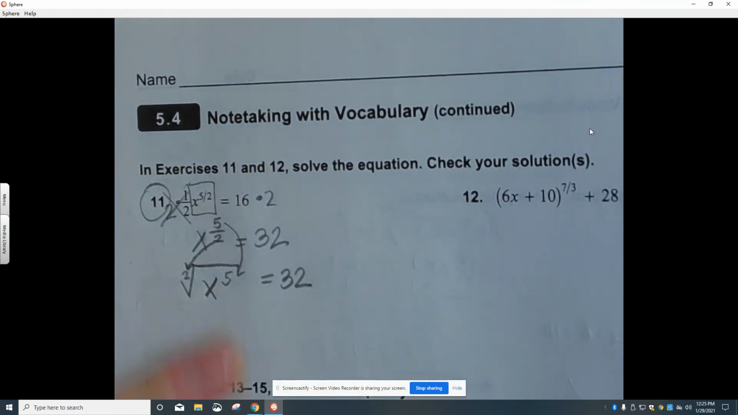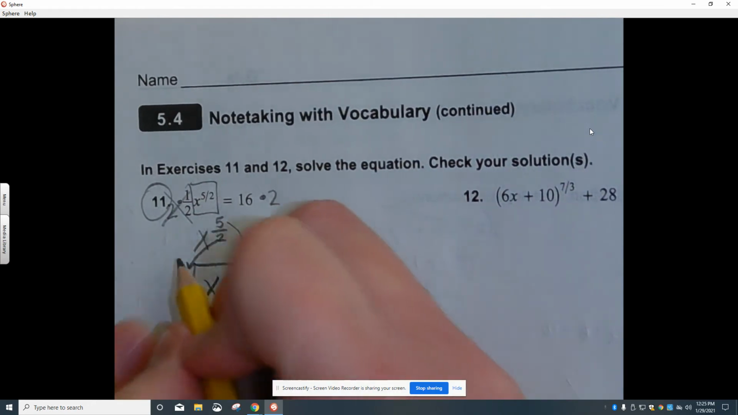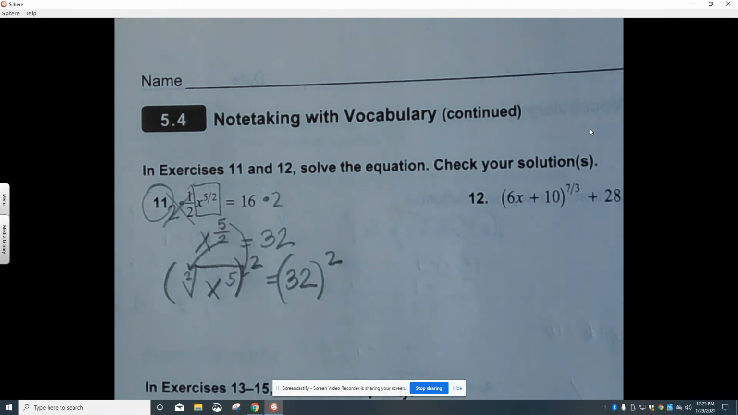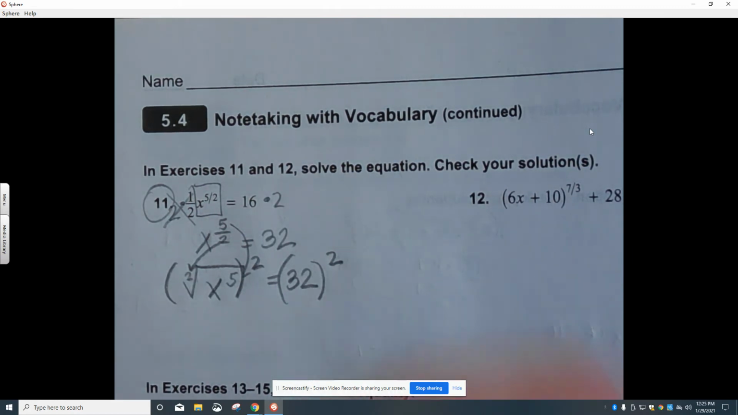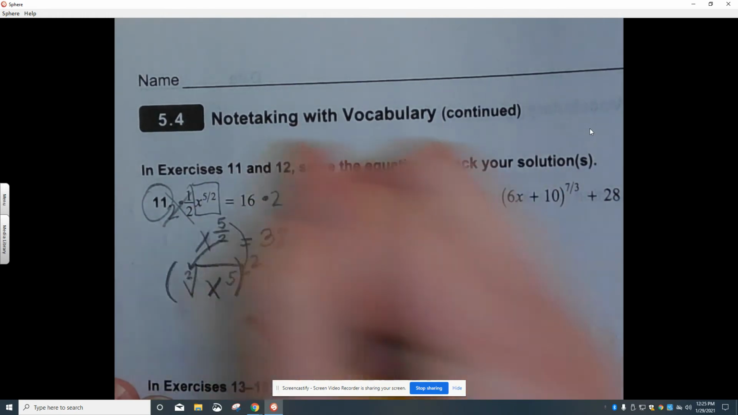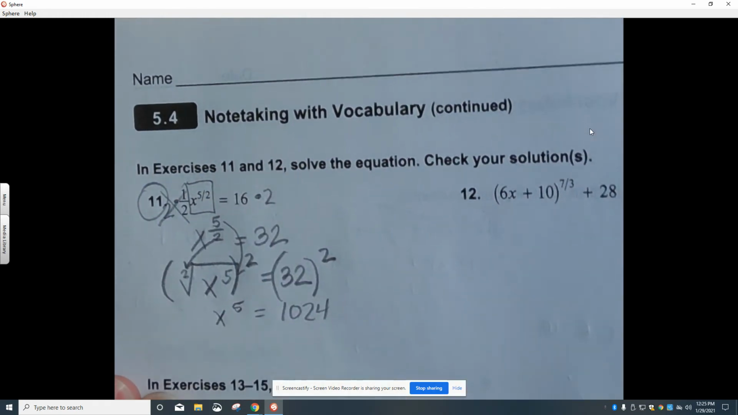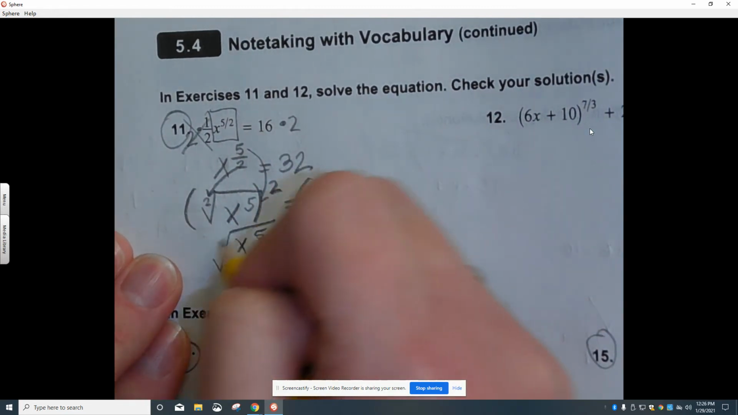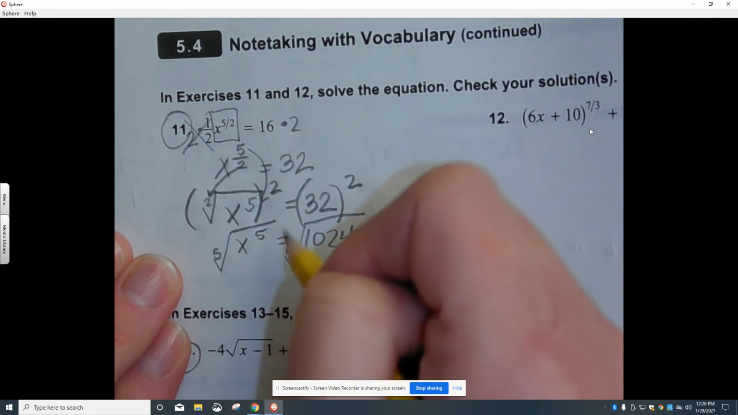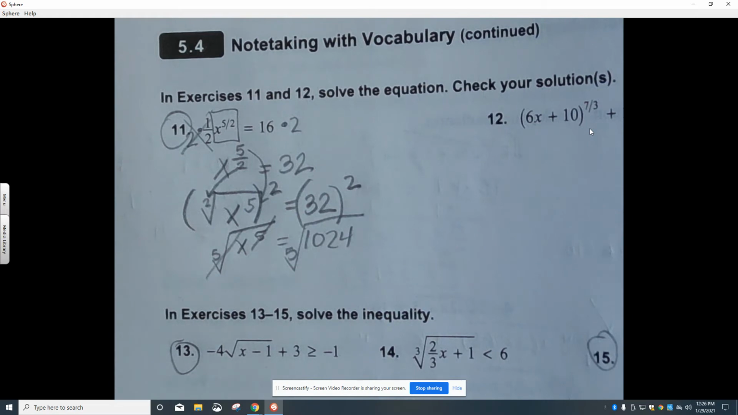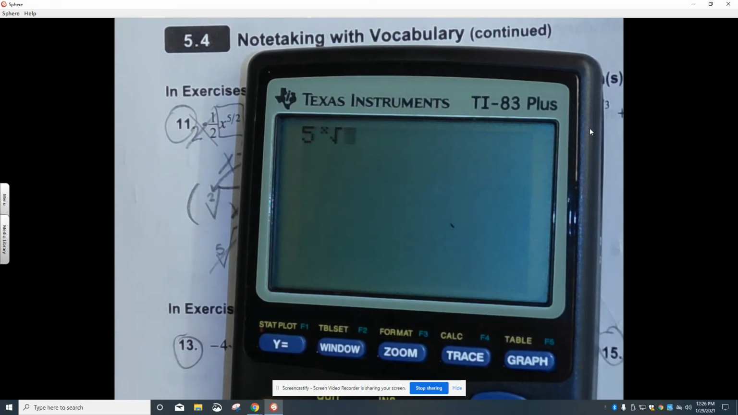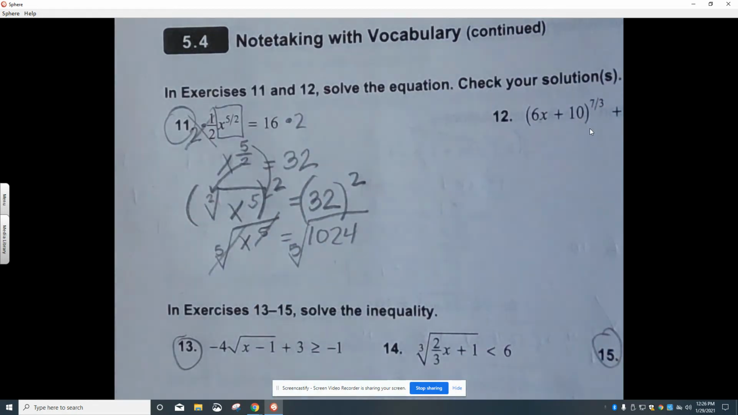Now if we want to solve this, we've got a square root all by itself, so we can square both sides. 32 squared will give us 1,024. And then we still have x to the 5th left over. So this one's kind of crazy. But now that you have the x to the 5th left, we're going to take the 5th root on both sides, so we can get rid of the x to the 5th. If we take the 5th root of 1,024, we type it in as 5, math, x with the root on it, and then 1,024. So you got 4.